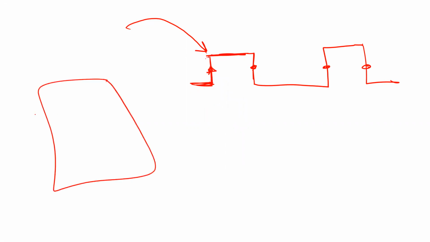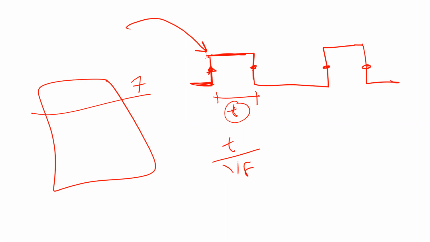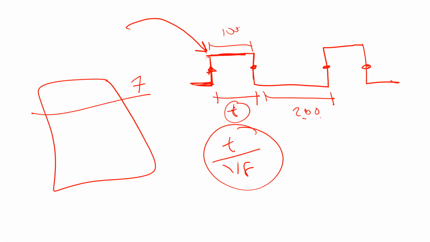For example, if the timer is now at 7, and I need to know what the time is here, I have to convert this time to number of counts, right? So I have to divide this time by 1 over f. 1 over f is the time for one count, right? So I have to convert this time to number of counts. For example, from here to here, the counter should count 100 times. And from here to here, I have to do the same thing again. So from here to here, for example, it's going to be 200 counts. So you have to convert the time to number of counts, right?